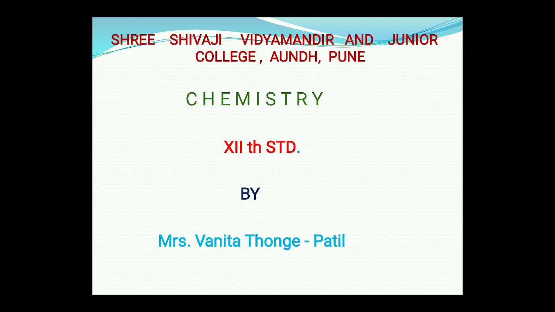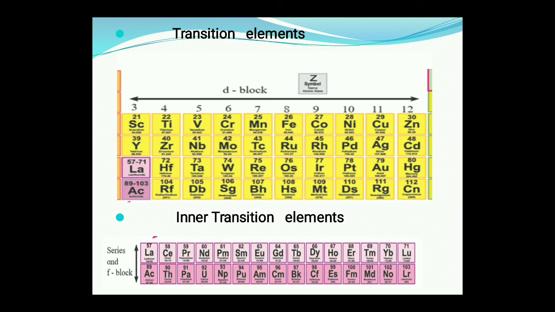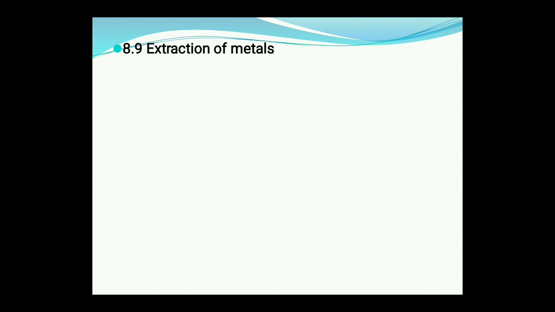As you all know, we have started studying the 8th lesson of your syllabus, that is transition and inner transition elements. Those are d-block and f-block elements. Of these two types, we have learned about transition elements in detail. Now, related to these elements, one more section we are going to study is extraction of metals.